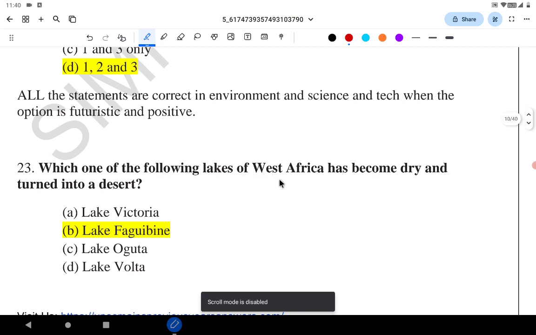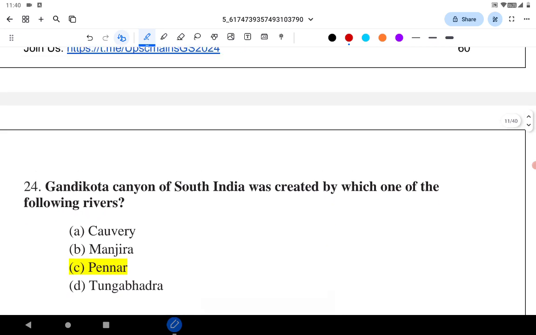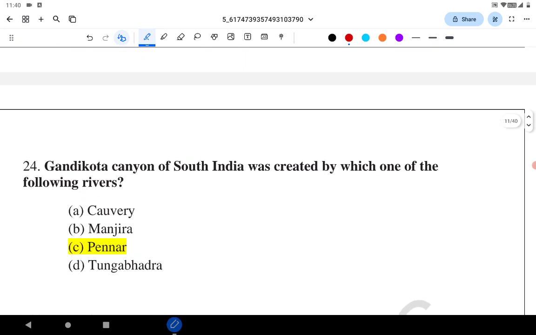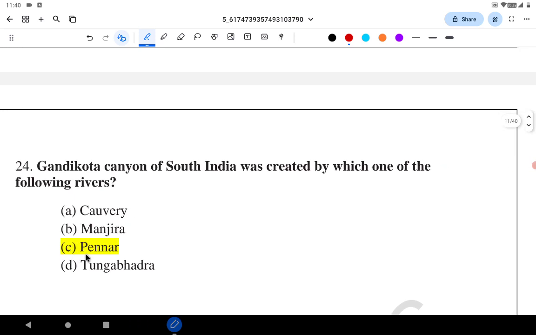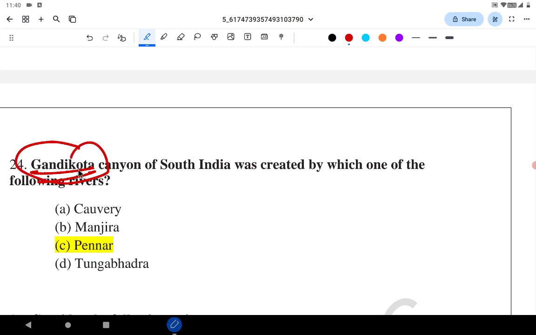Which of the following lakes of West Africa has become dry and turned into a desert? That is Lake Faguibine. This is a kind of current affairs. Lake Faguibine is in Mali. So either you know it or you don't know. Gandikota Canyon of South India was created by which one of the following? It's the Pennar river. Again, you know this or you don't know. I think by the name Gandikota, you can guess it is somewhere around Andhra Pradesh, Telangana. So still there might be confusion. The correct answer is Pennar.